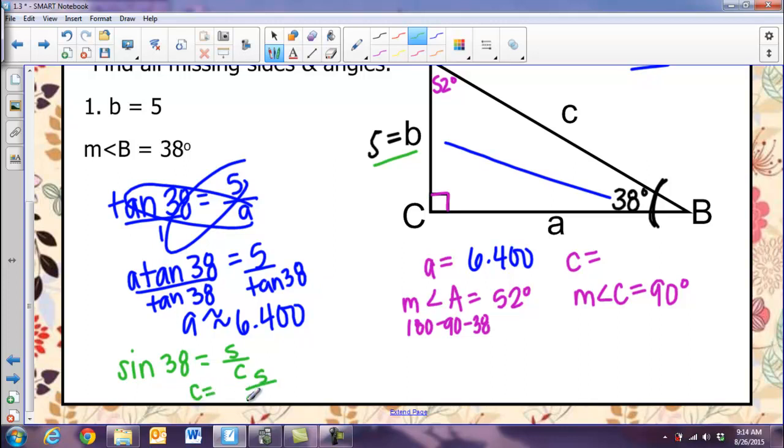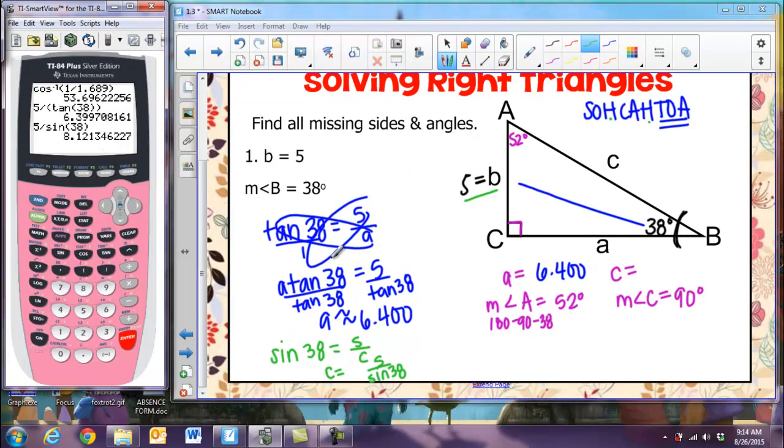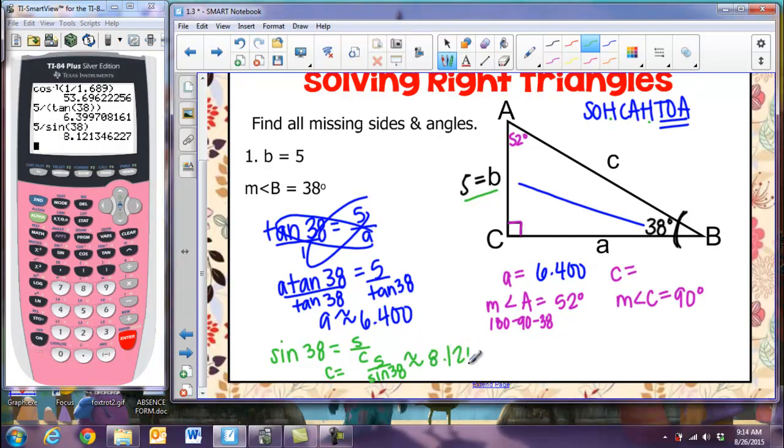So in your calculator, you're going to end up typing in 5 over the sine of 38, and I would get that that side is about 8.121. Okay, and make sure all of your side lengths make sense. Your hypotenuse is the longest side, your angles don't add up to be more than 180 degrees, but we have now solved this triangle and we found all the missing side lengths and angle measures.